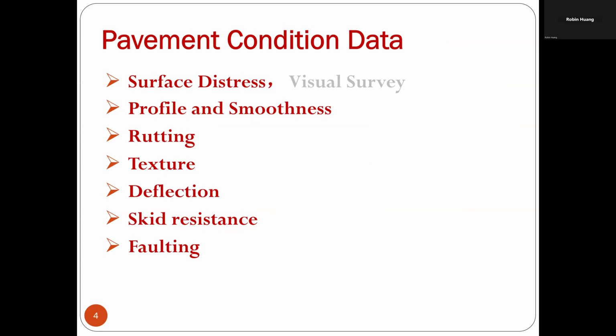So first, pavement condition data. This is mainly the surface asset survey. The first one is the surface distress. It's the most content, and it is what you can see on the road. And the second, we're talking about the profile and smoothness. It's mainly for the international roughness quality data inspection. Then a few slides for the rutting, texture, deflection, skid resistance, and spotting data collection.